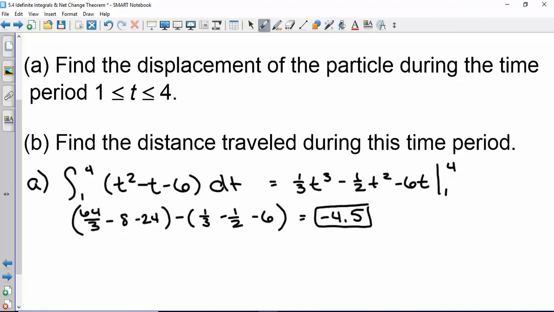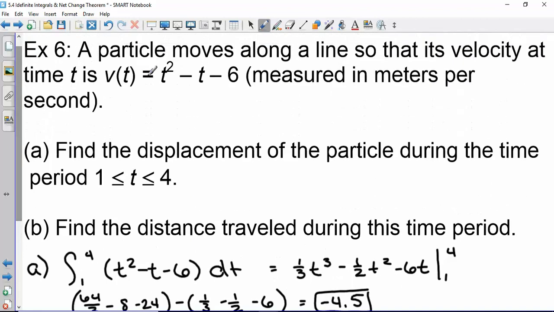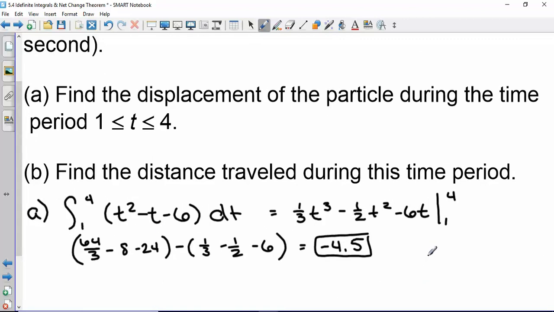Okay, so what does that number mean? So our area under the graph, in terms of this, we're looking at velocity. This is the position. The negative tells us what? It went backwards 4.5 meters. I guess I should technically put meters on that, right? Do we have units on this problem?